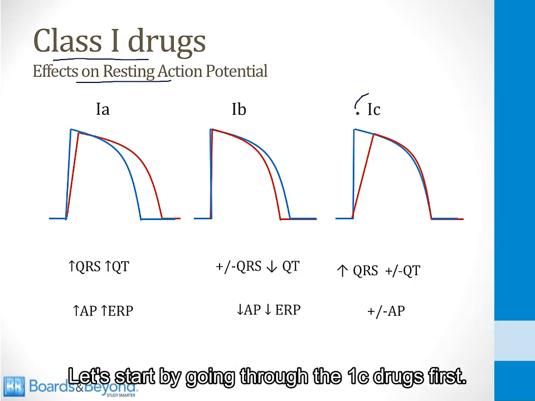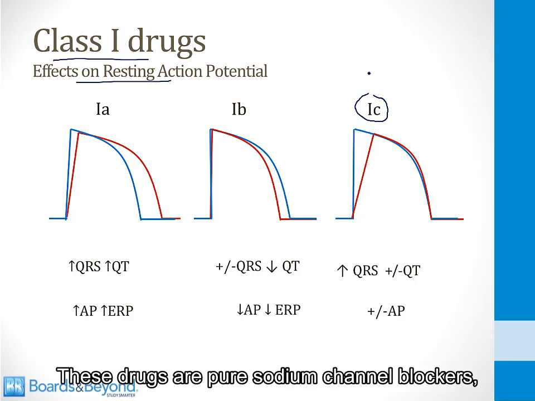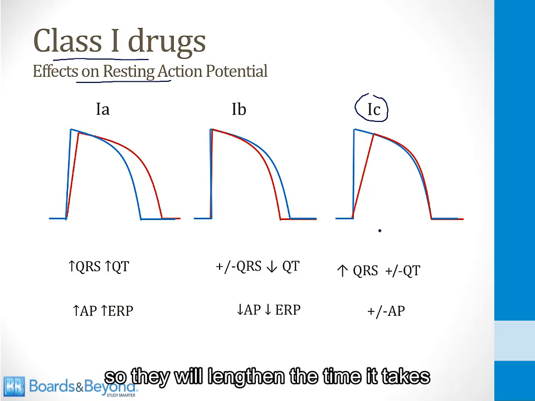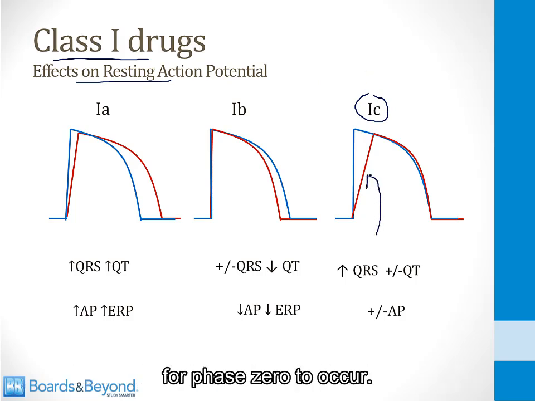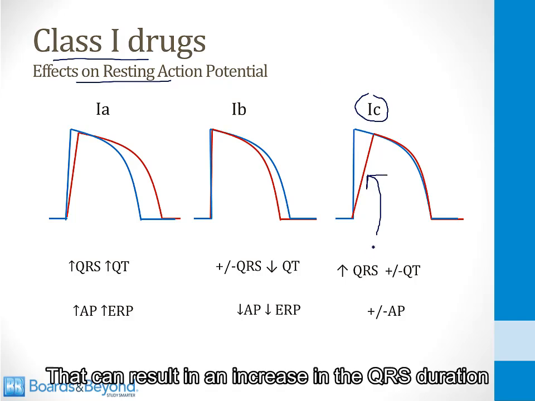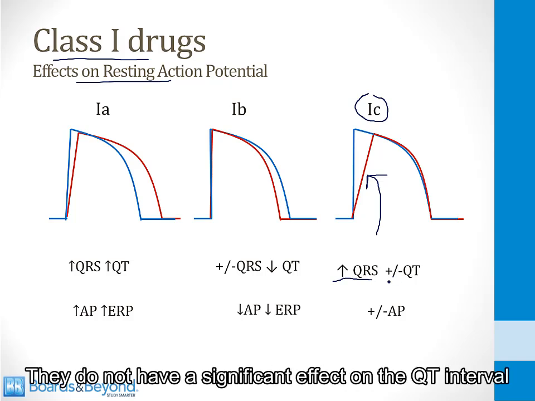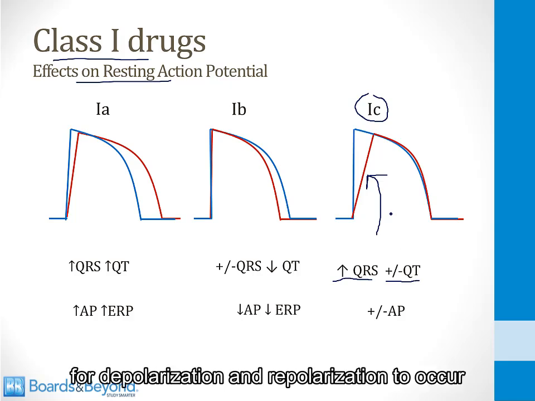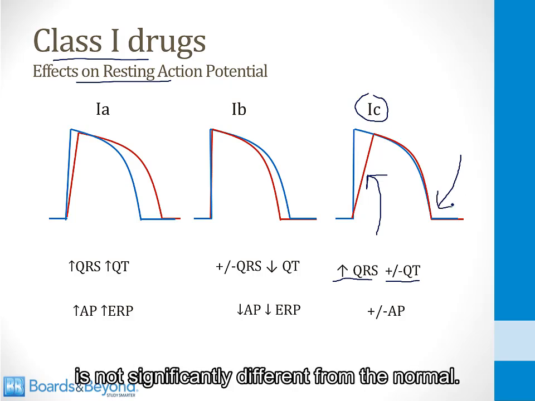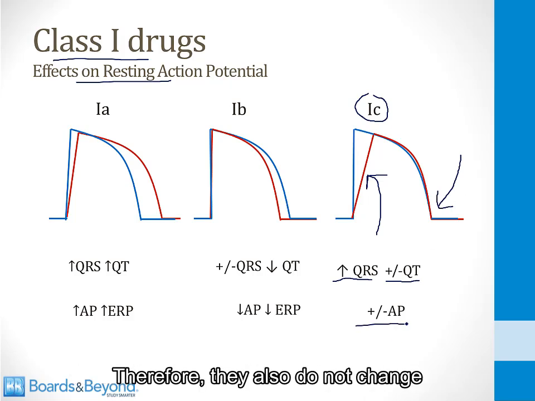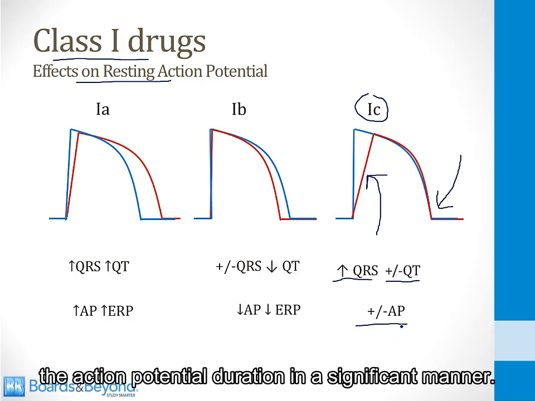Let's start by going through the 1C drugs first. These drugs are pure sodium channel blockers, so they will lengthen the time it takes for phase 0 to occur. That can result in an increase in the QRS duration on the surface EKG. They do not have a significant effect on the QT interval because the time it takes for depolarization and repolarization to occur is not significantly different from normal. Therefore, they also do not change the action potential duration in a significant manner.